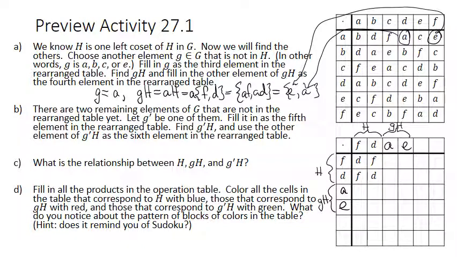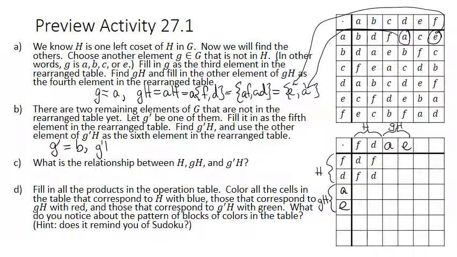Okay, so part B: there are two remaining elements of G that are not in the rearranged table yet. Let g prime be one of them. Fill it in as the fifth element in the rearranged table, then find g prime H and use the other element of g prime H as the sixth element in the rearranged table. For g prime, the only elements that I haven't used so far are B and C. So I'm just going to let g prime be B.